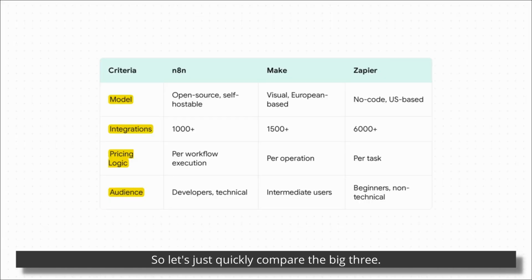So let's just quickly compare the big three. You've got Zapier, which is the king of simplicity and has a ton of integrations, perfect for non-technical users. Then there's Make, which has this fantastic visual interface and offers great value, kind of hitting that sweet spot for intermediate users.